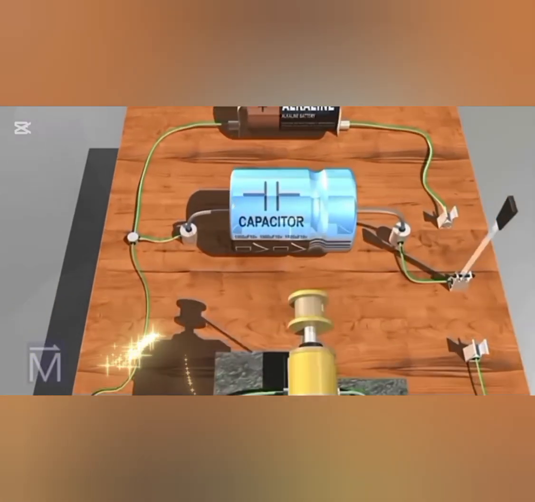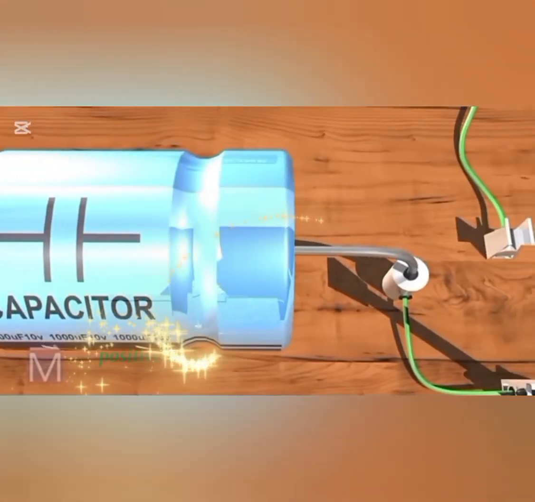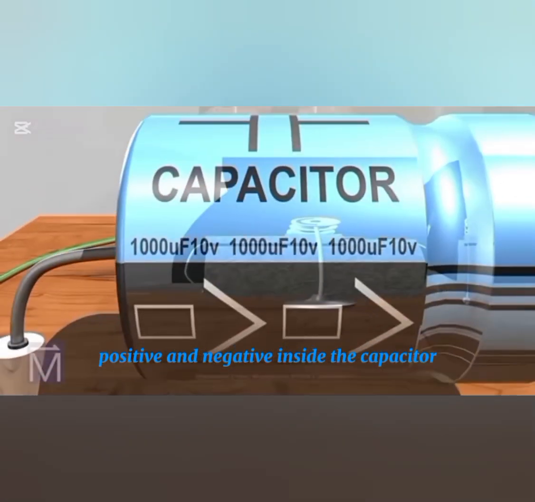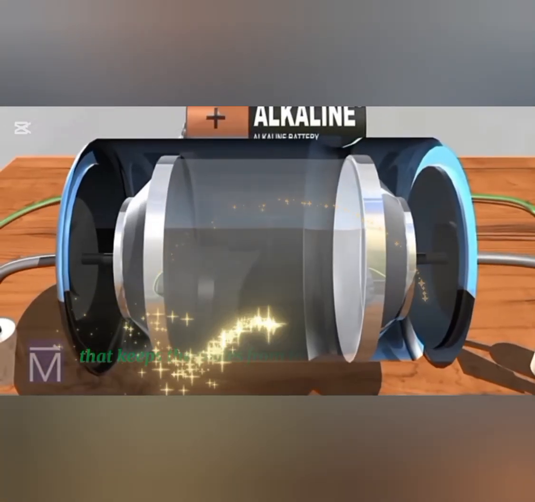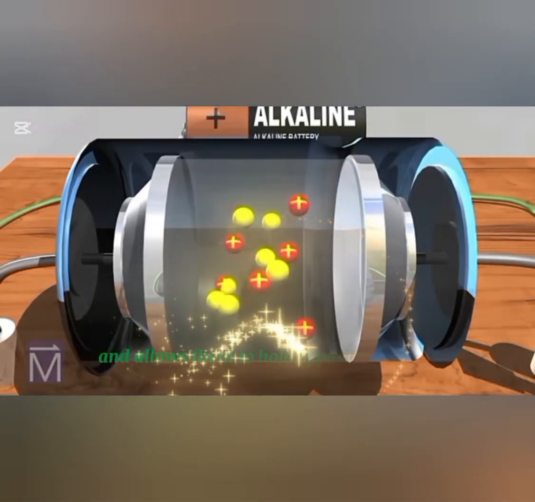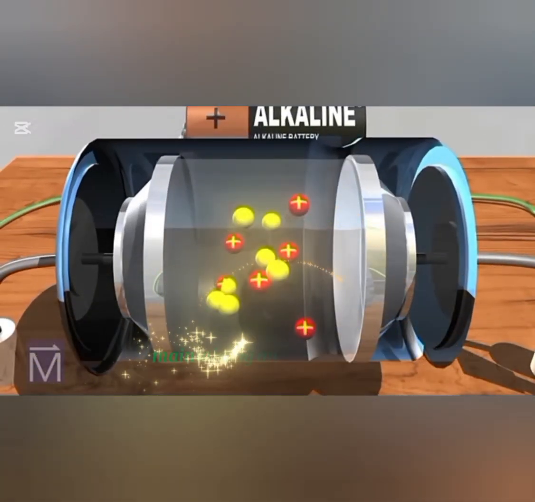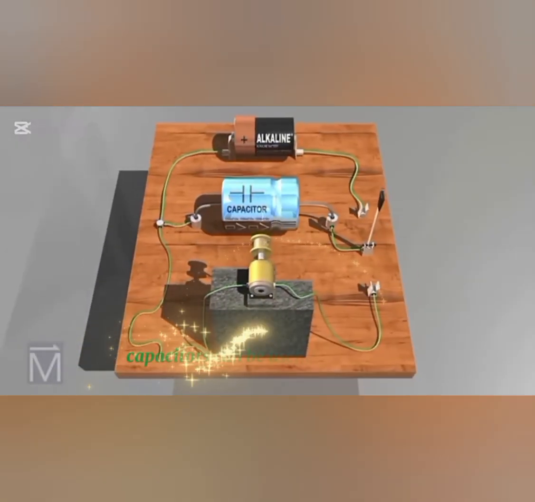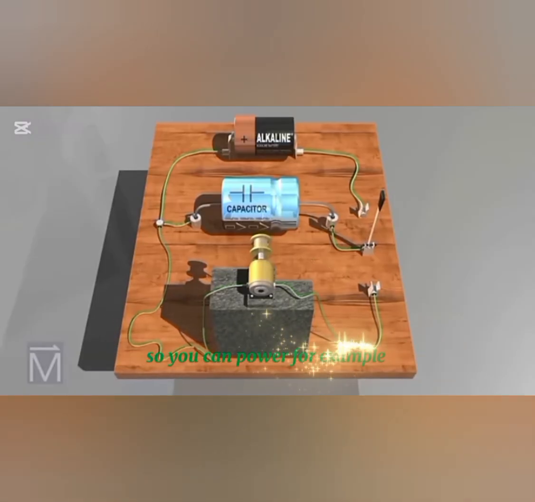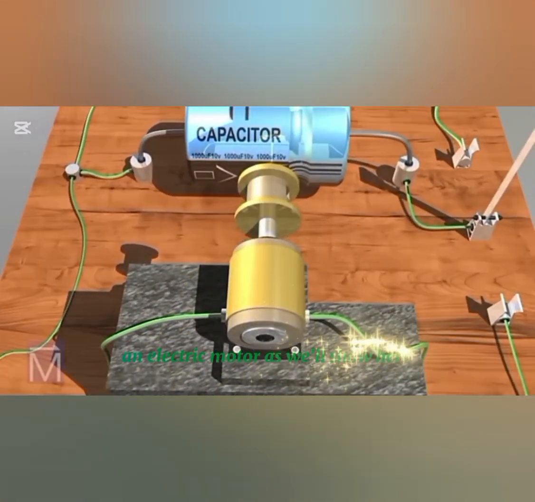Like a battery, a capacitor has two terminals, positive and negative. Inside the capacitor, the terminals connect to two metal plates separated by an insulator that keeps the plates from touching each other and allows them to hold opposite charges, maintaining an electric field. Capacitors can be useful for storing and quickly discharging electricity, so you can power, for example, an electric motor, as we'll show here.